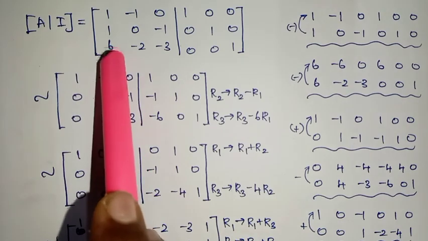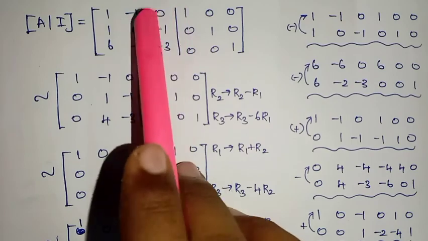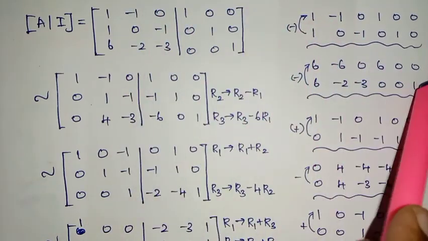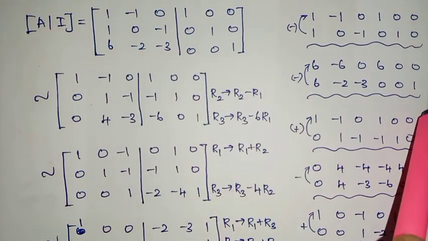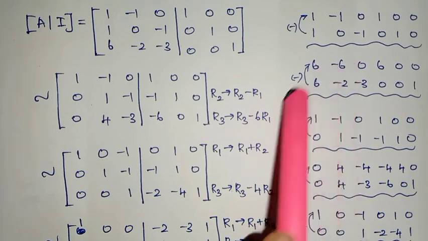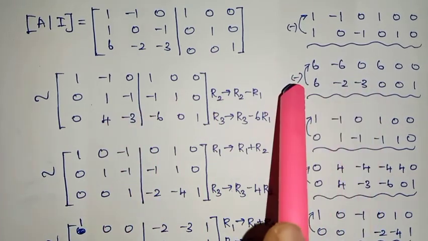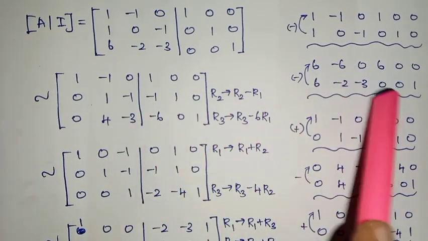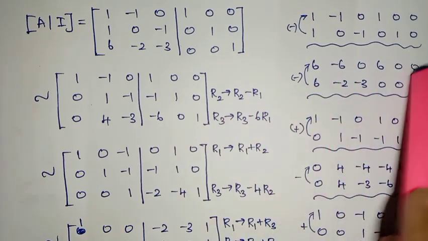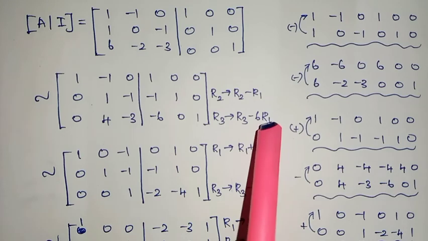Now this 6 has to be eliminated into 0, so multiply the first row by 6. 6 minus 6, 0, 1 into 6 is 6 and the remaining are 0. Now write the third row elements and subtract. 6 minus 6 is 0, minus 2 plus 4, since minus and minus is plus, 6, so it is 4. 0 minus 3 minus 0 is minus 3, 0 minus 6 is minus 6, 0 minus 0 is 0, 1 minus 0 is 0. R3 implies R3 minus 6 times R1.